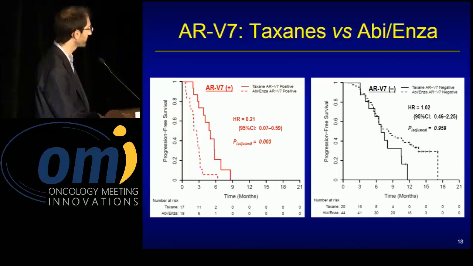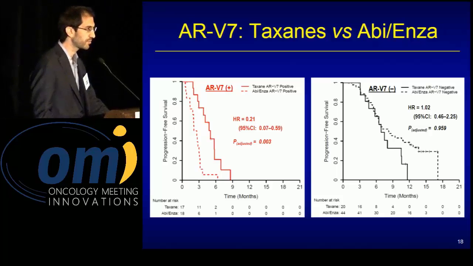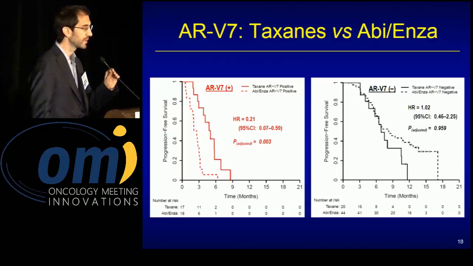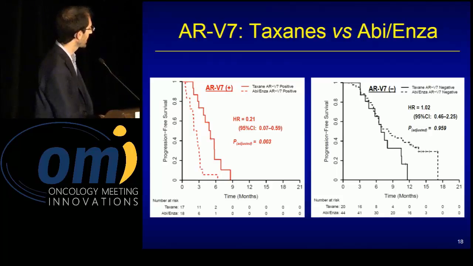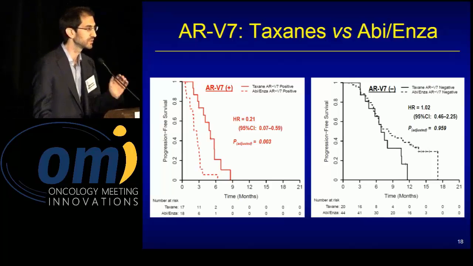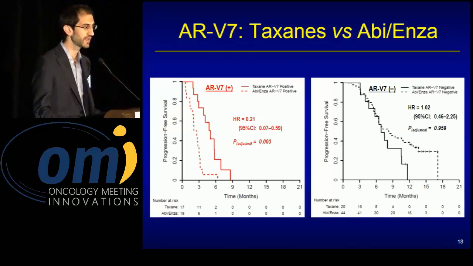And again, in a hypothesis-generating subset analysis, we showed that in the AR-V7 positive patients, the chance of progression was about 5 times higher with abiraterone or enzalutamide compared to taxane. However, in the AR-V7 negative patients, the hazard ratio was 1.02, so essentially equivalent responses to either AR-directed therapy or taxane therapy.